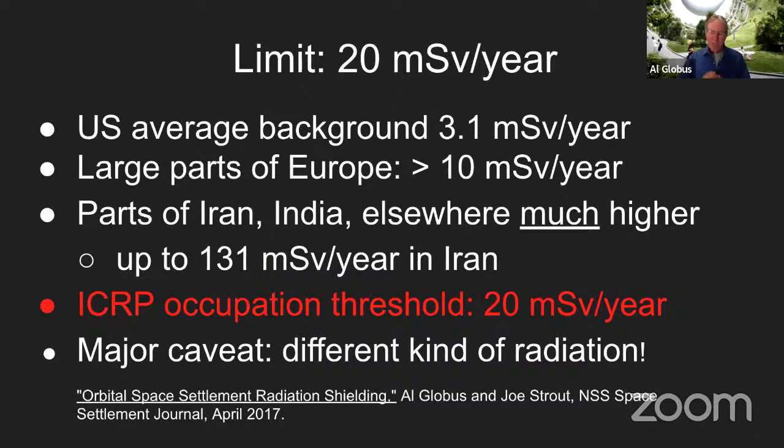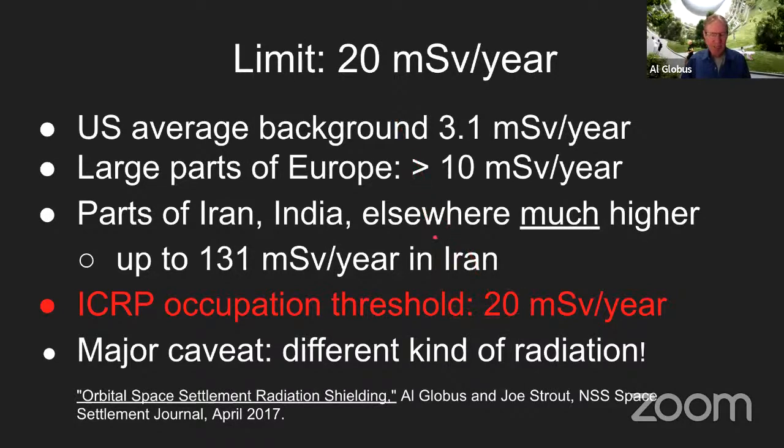So I spent literally 2 years reading radiation texts to come up with the conclusion that the International Commission on Radiological Protection knew what they were doing. They had an occupational threshold. This is for X-ray technicians and nuclear power plant operators of 20 millisieverts per year. And that's where we derive the 20.